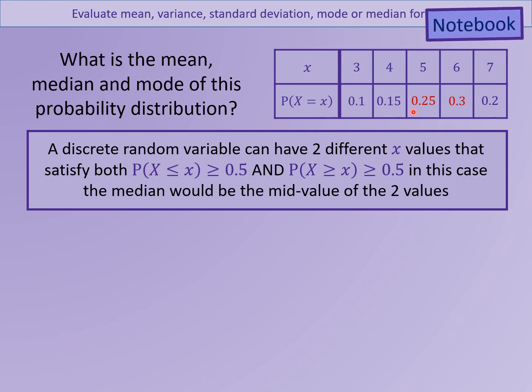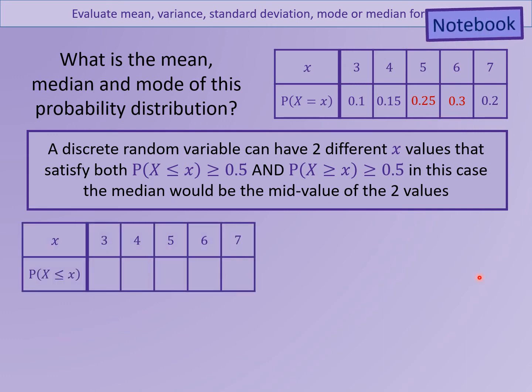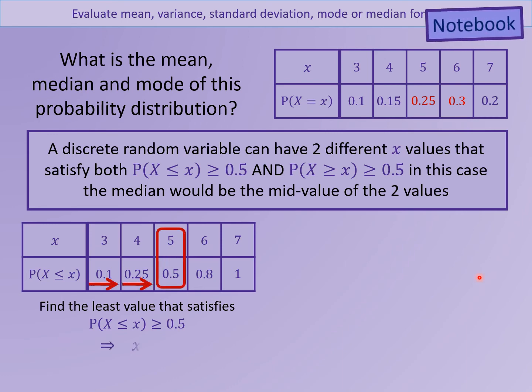So we've changed the probability of x being 5 to 0.25, and the probability of x being 6 to 0.3. So this is a slightly different table to the last example. The cumulative values for x less than or equal to x now add up to 0.1, 0.25, 0.5, 0.8, 1. So going from the left-hand side to find the least value that satisfies the inequality, we can see that x equals 5 satisfies this because the probability is equal to 0.5 there.